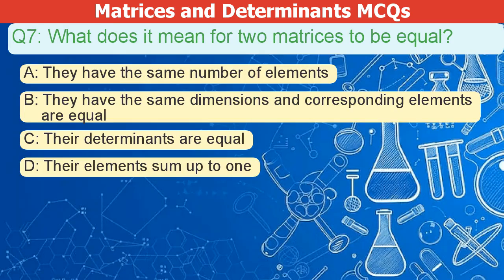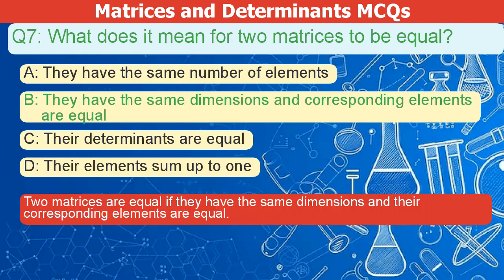What does it mean for two matrices to be equal? A. They have the same number of elements. B. They have the same dimensions and corresponding elements are equal. C. Their determinants are equal. D. Their elements sum up to 1. The correct answer is B. Two matrices are equal if they have the same dimensions and their corresponding elements are equal.